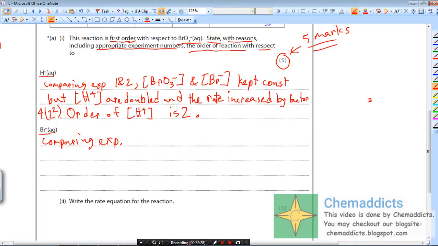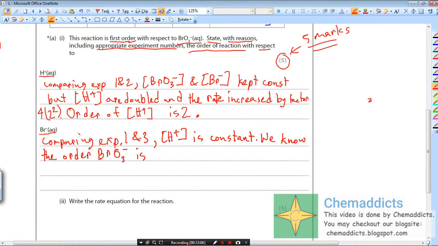Comparing experiment 1 and 3. Now we will compare experiment 1 and 3. Here the H plus ion is constant, the concentration of H plus ion is constant. And we know the order of bromate, BrO3 minus, is 1.